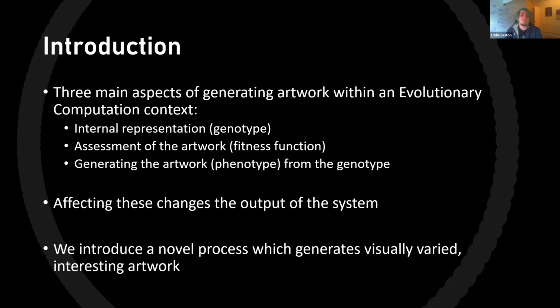Any choices that we make for any of these three aspects introduce different constraints onto our system. These will affect the visual characteristics of the final output, including things like the patterns that are present, the color, and other visual characteristics. The process we're introducing today is a new process which generates a wide range of visually varied and interesting artwork. It will be used moving forward to help identify and hopefully formalize aspects of aesthetic judgment of 3D artwork.